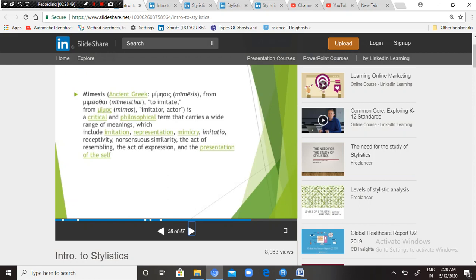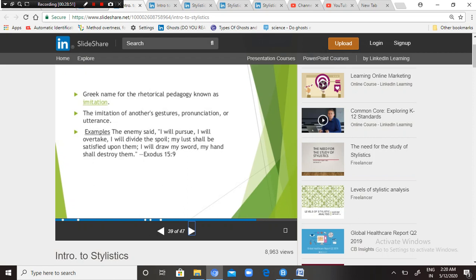So here are the three examples of a Greek mimesis. Greek name of rhetorical pedagogic noun, as an imitation, the imitation of any other gesture, pronunciation, or utterance. Example: the enemy said, "I will pursue, I will overtake, I will divide the spoil, my lust shall be satisfied upon them, I will draw my sword, my hand shall destroy them." Okay.